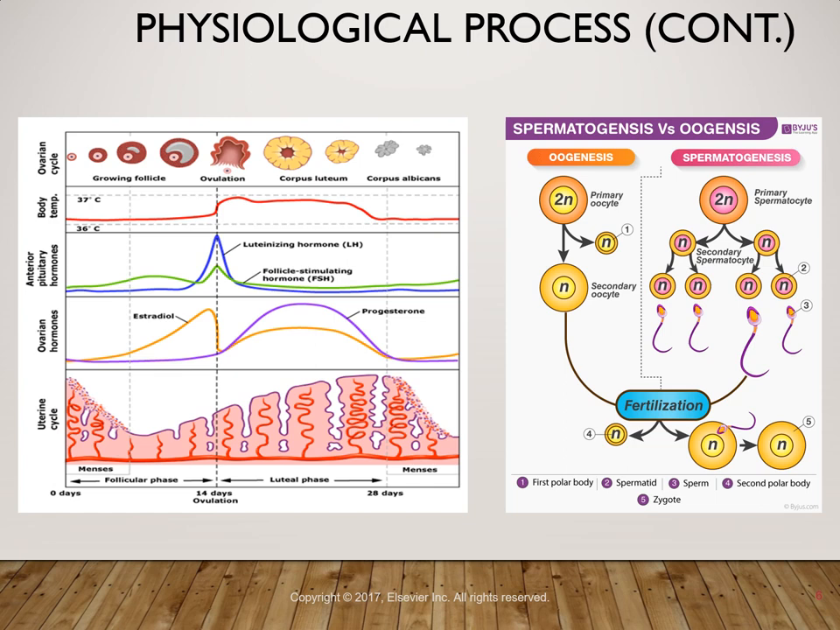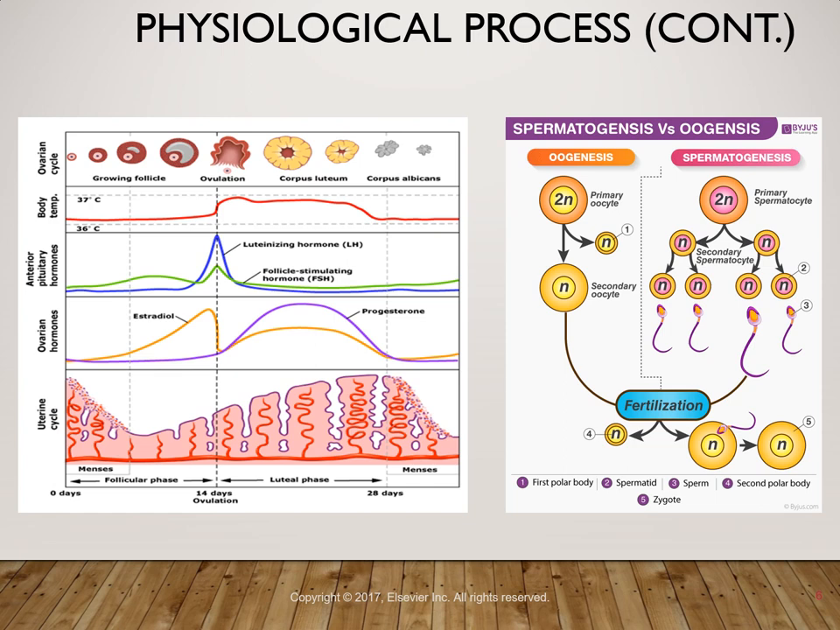And this whole preparation takes place under the influence of FSH and estrogen, follicle stimulating hormone. And if you look a little bit over here, you will see that we have the hormones of the anterior pituitary gland. And you can see how follicle stimulating hormone will have a little bit of surge over here. But this is the cut line in the 28 days, the 14 days cut line.